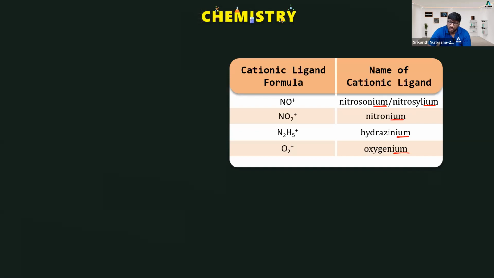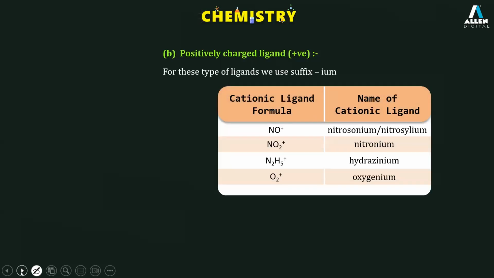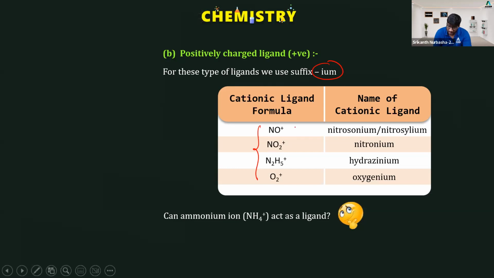Is that done, students? The same thing is repeated. For these types of ligands, we use the suffix "ium". As I have told you, for cationic ligands, we will be using "ium" as suffix. These are the 4 cationic ligands which we have discussed, even in the same slides.